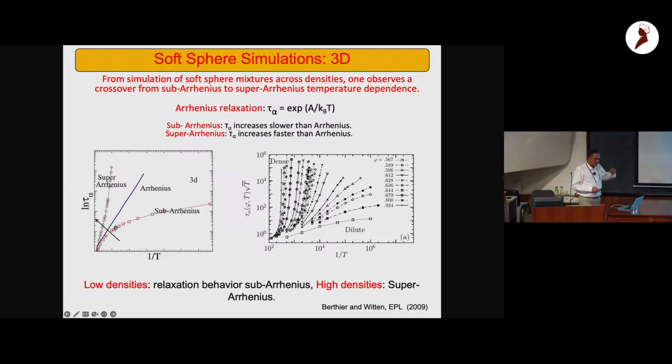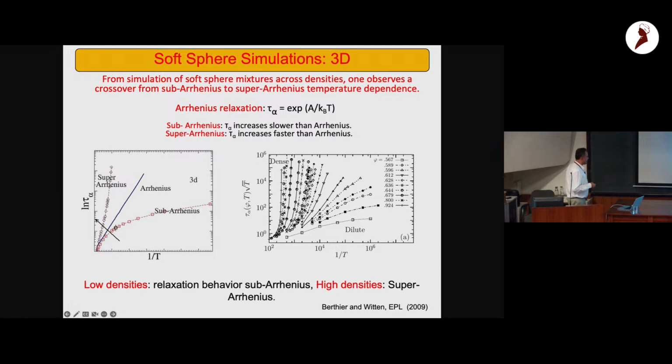But this question of where the Kauzmann density might be for the hard sphere fluid in 3 dimensions was addressed, sorry, let me say that again. So this work of Berthier and Witten addressed the question of where the Kauzmann density is for the hard sphere fluid, but they did it through looking at simulation data of dynamics coming from a soft sphere system.